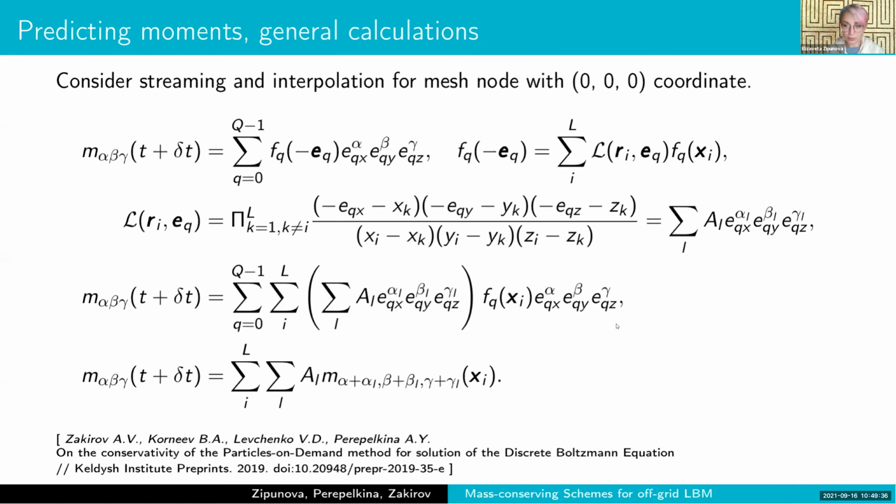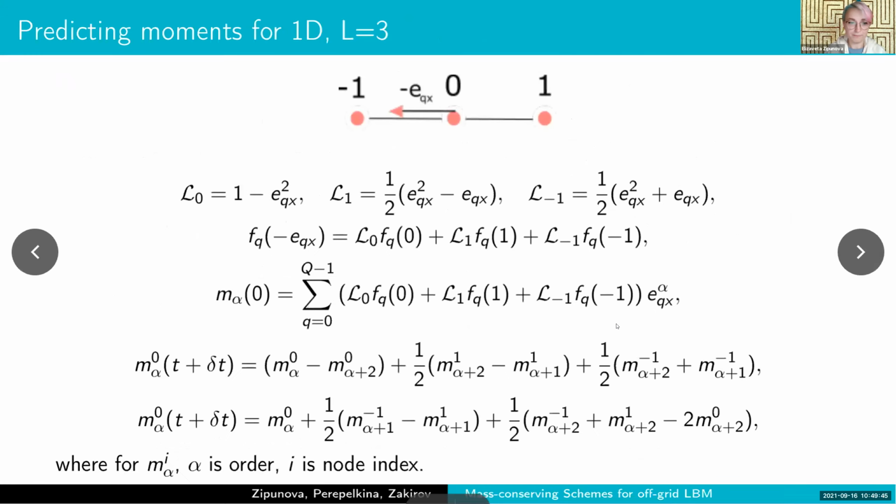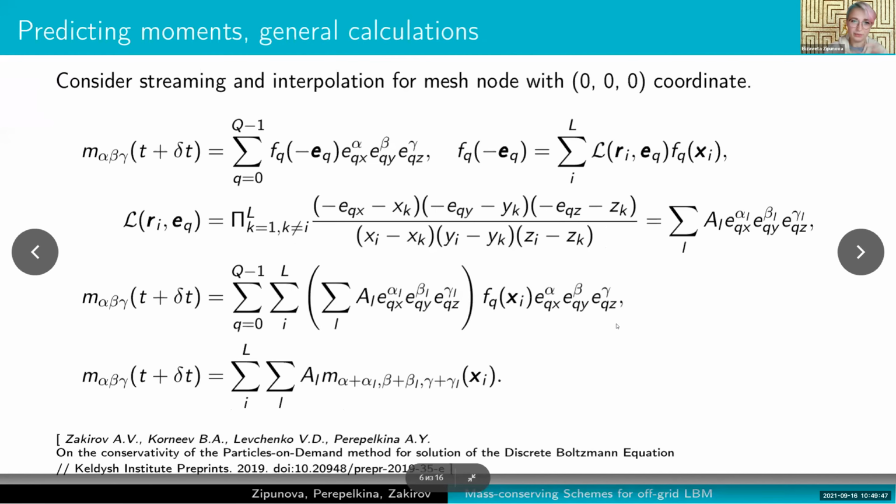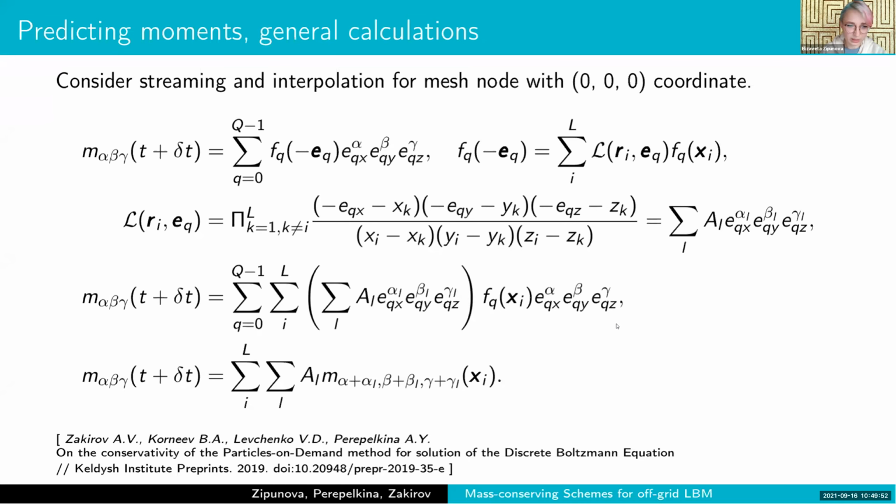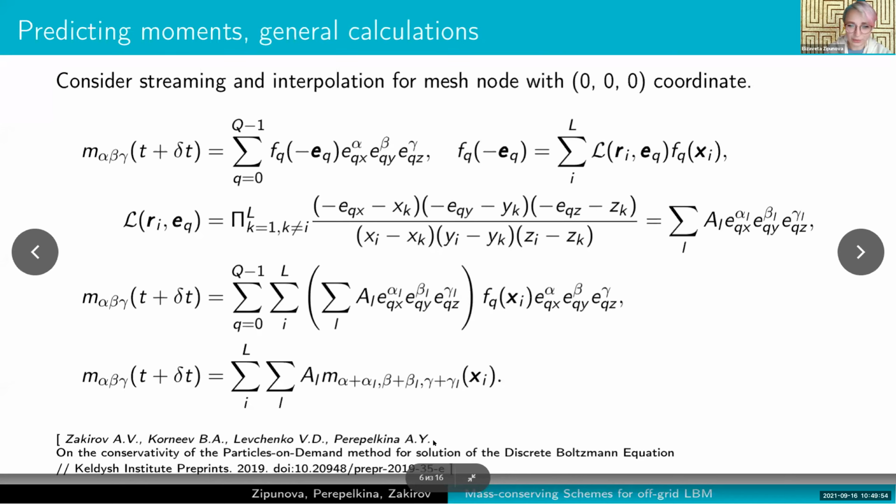So to predict future values of moments, we need to calculate and store higher order moments. If we can predict future values of moments, then we don't need iterations, because we don't need to guess the future gauge. This was in the work of Zakirov in 2019.